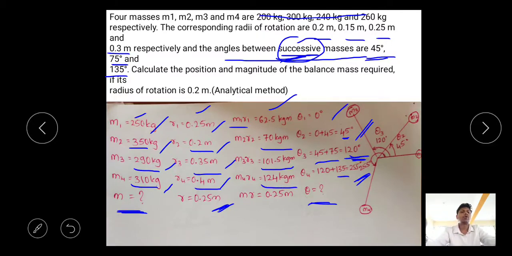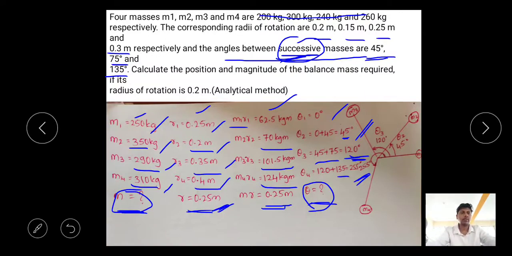Now M you have to find, so keep M as it is. R is 0.25, so 0.25 into M is 0.25 M. Now you have to find the angle, and you have to find the balance mass.